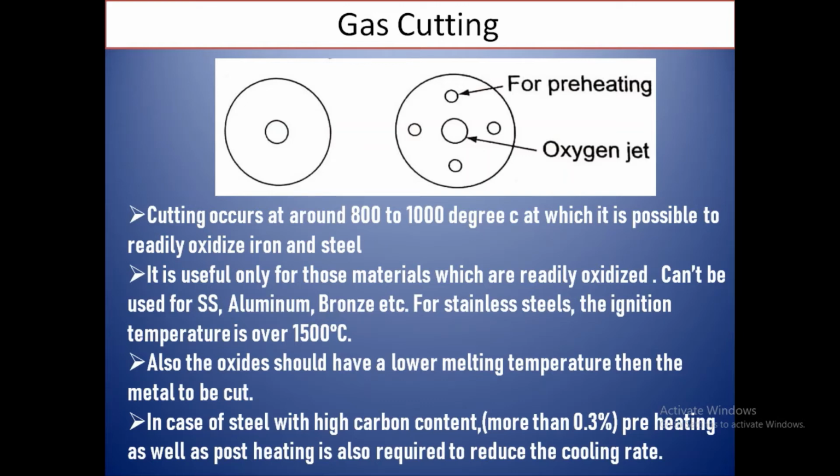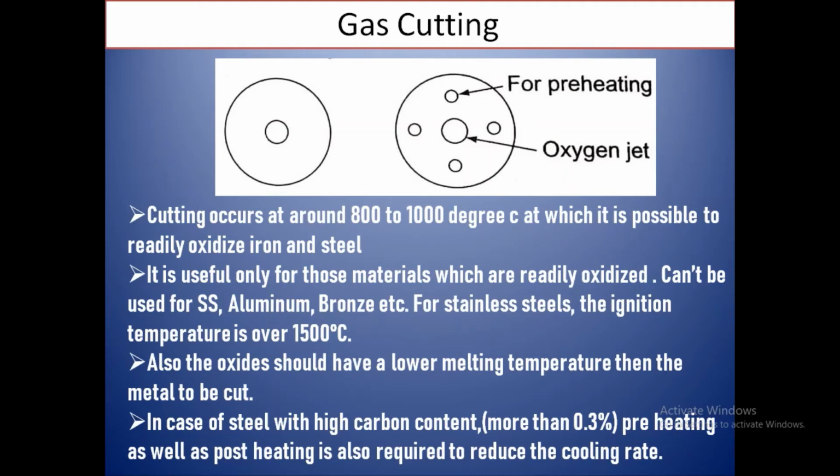One problem actually happens with cast iron. In the case of cast iron, the oxides have a higher melting point than the metal, that is cast iron. That means that before the oxides melt, the cast iron will melt. That should not be the case.